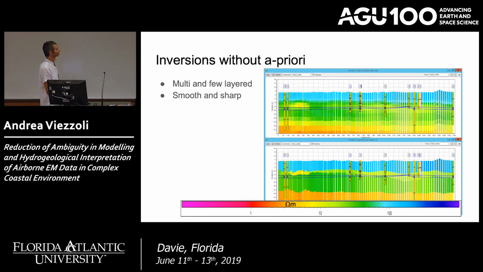After it was flown, we processed and inverted it without a priori. There were issues of ambiguities in the results, so we like to scan our model space and regularization space at length. We ran both few-layer and multi-layer inversions, smooth and sharp inversions, always without a priori. You see in here the clay from the geological model, but it wasn't used in these realizations.